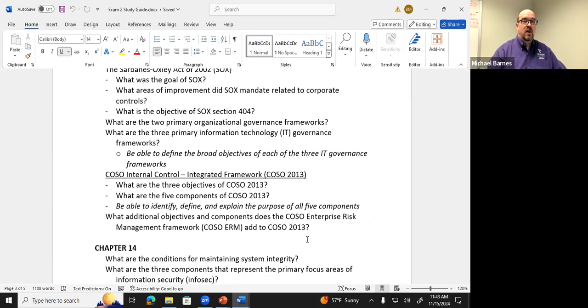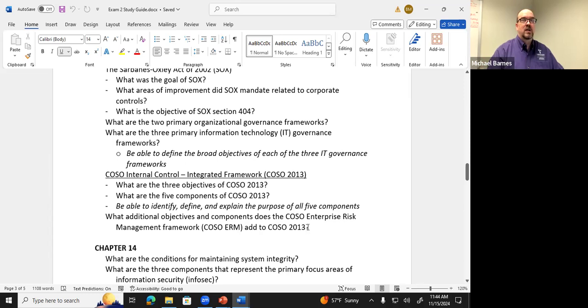So what are the 3 objectives of COSO? Make sure you know those 3 objectives and can state the difference. So basically speaking, they're going to be reliability of financial reporting, achievement of objectives, and compliance with laws and regulations. Reporting, operations and compliance. Kind of stumbled there, I apologize.